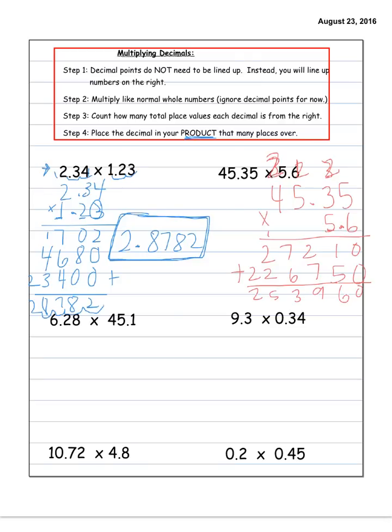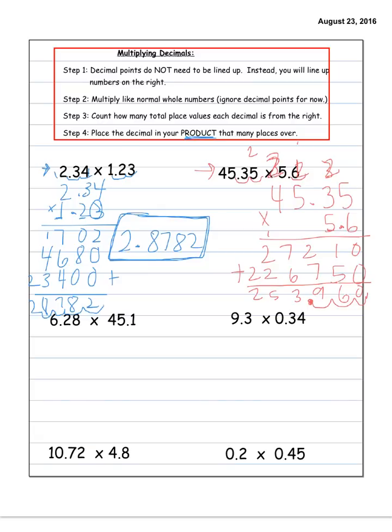Now, step 3, we count how many total place values each decimal is from the right. So we look at, again, our factors up here, and we count, well, in this first number, it's over 1, 2 spots. And in our second number here, it's over 1 spot. So 2 plus 1, 2 spots from here, 1 spot from here, is a total of 3 spots. So now in our answer, we start on the far right, and we count in 1, 2, 3, and that's where we drop our decimal point.